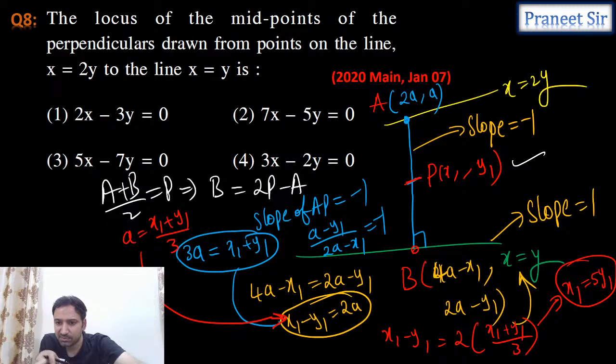So when we cross multiply this, how much are we getting? x1 is equal to 5y1 we're getting, but there is no such option. So that means we are doing something wrong somewhere, guys. Let's see where we are going wrong.